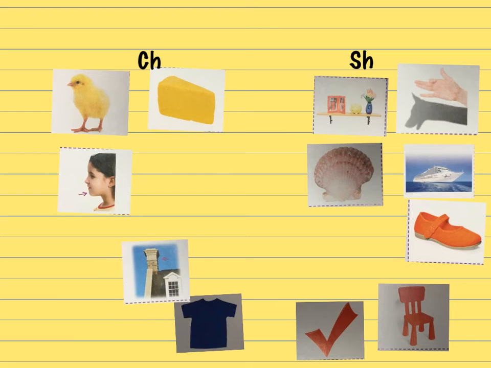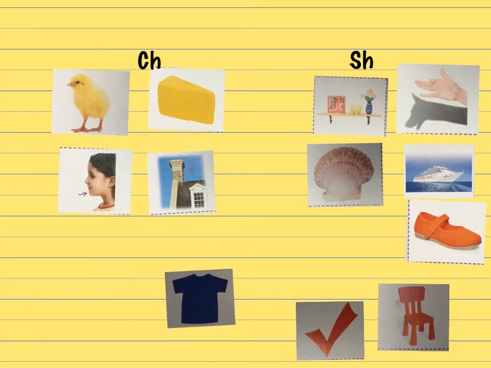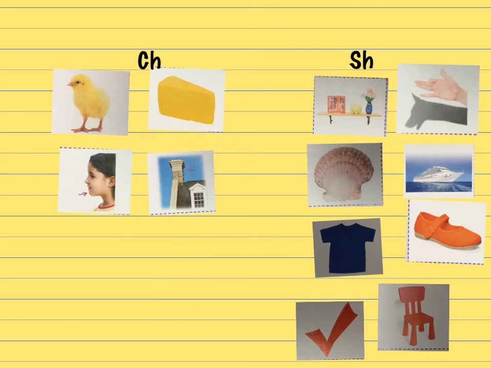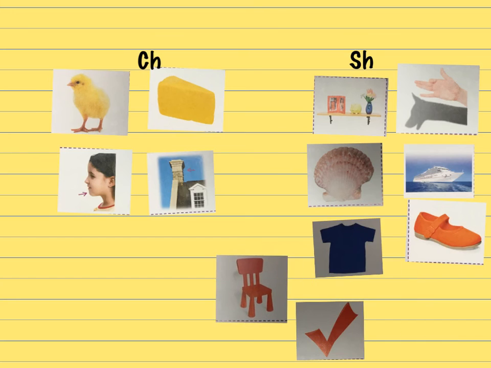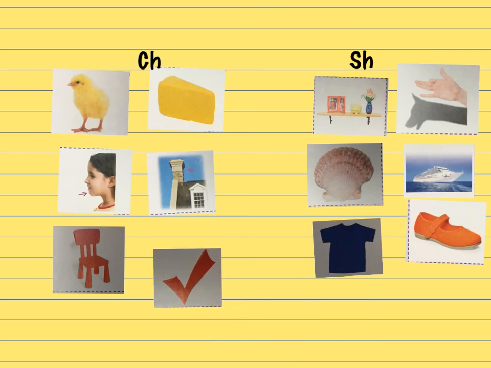Chimney has the CH ch sound. Shirt has the SH sh sound. Chair has the CH ch sound. Last, you have check. Check has the CH ch sound.